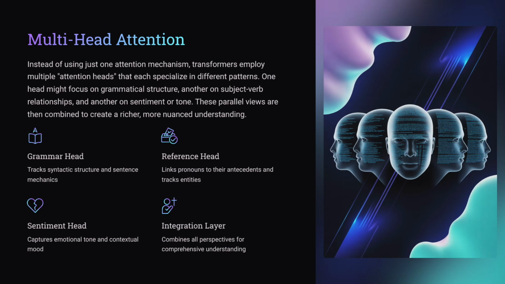One attention mechanism isn't enough. Language is too complex. So transformers use multiple heads examining different relationships. One looks at sentence structure, one looks at references, one looks at tone, one looks at meaning, one looks at emotion. All of these perspectives merge to produce a strong, well-rounded understanding.